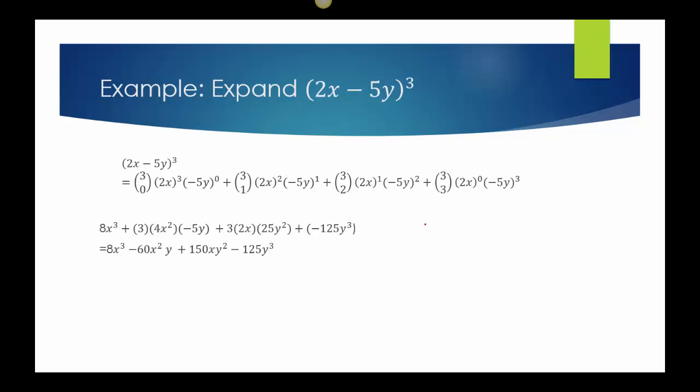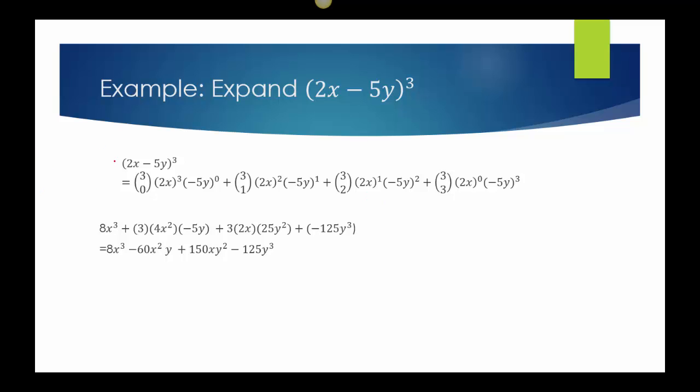I want to show you bigger, so I dropped the power down to 3, but I increased what the binomial is, and I made it 2x minus 5y. Really important that you attach that negative to the 5, so as I'm doing the expansion, the signs will change.